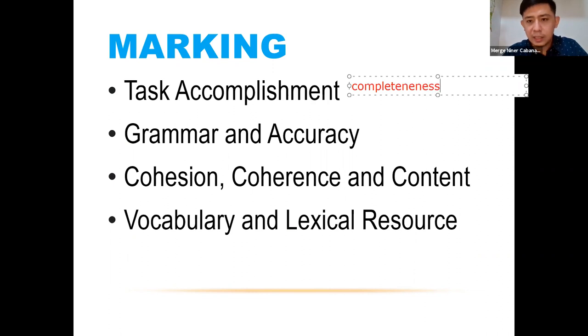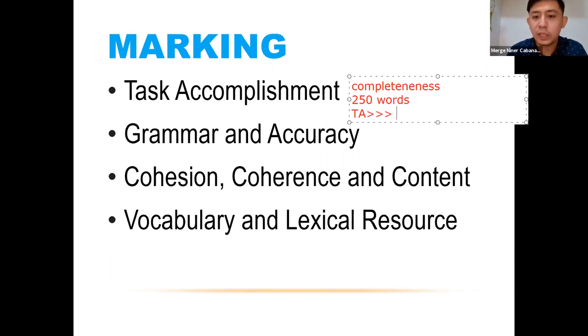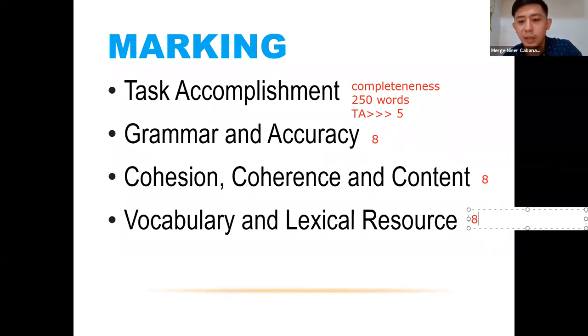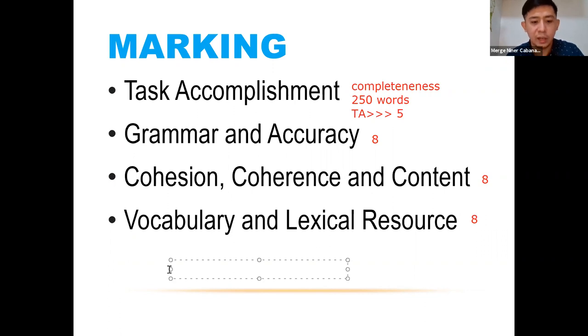And for you to complete your task, you need to provide 250 words. If you write less than 250 words, your automatic TA score, or TR, task response, basically the same principle, will get a band score of 5. All right. And even if you get an 8 for grammar, even if you get an 8 for coherence, cohesion, and content, even if you get an 8 for vocabulary and lexical resource, if you add them together, 5 plus 8 plus 8 plus 8, that will be equivalent to 29. Yes, divided by 4, it is still equivalent to 7.